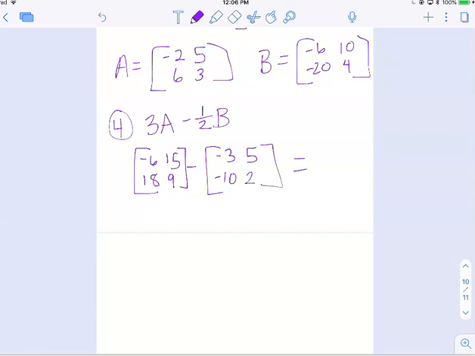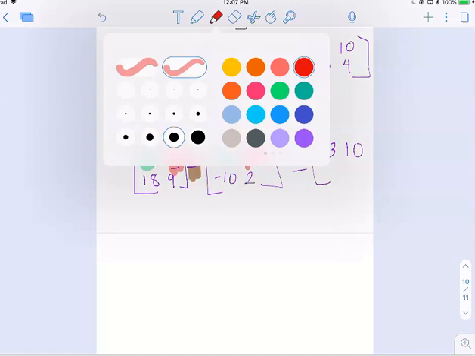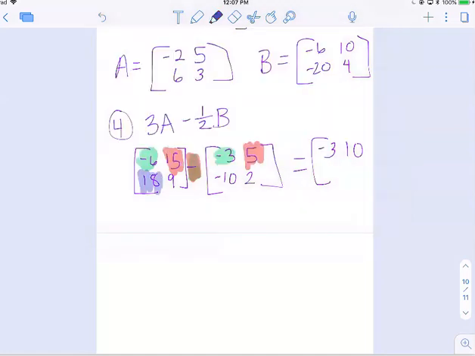And then again, we go element for element. So -6, but make sure it's minus -3, so that it turns into a plus. So we got -3. We have 15 minus 5. So we'd have a 10 there. 18 minus -10. So that gives us a 28. Then the last one, 9 minus 2, leaves us with 7.